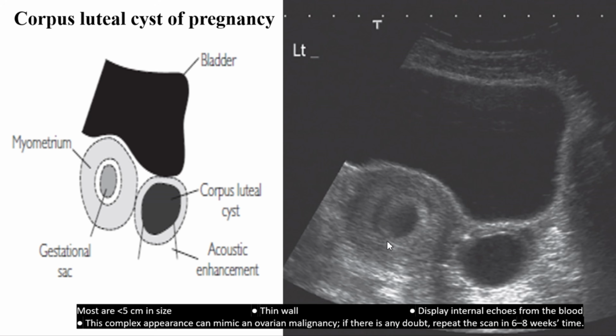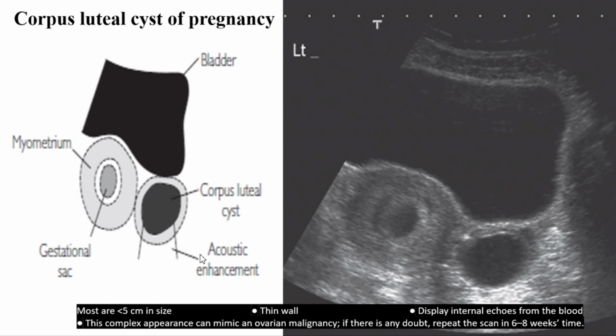Here you can see the gestational sac is also showing the decidual reaction, which is the echogenic rim around the gestational sac. And here you can see the anechoic fluid, which is also showing the acoustic enhancement, and this one is the corpus luteal cyst.